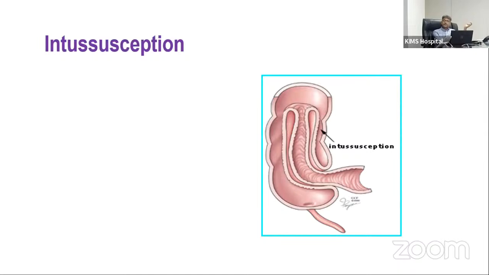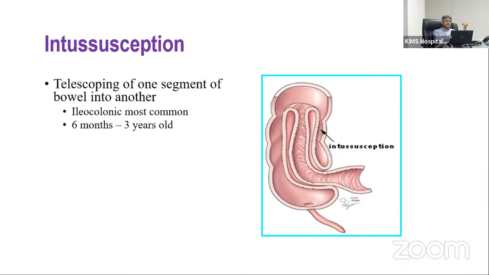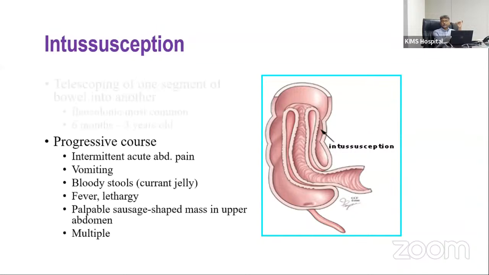So intussusception is where one segment of bowel is going into the other. This telescoping usually happens from the thickened ileum. Initially, it will start as ileo-ileal, and later it will go into ileo-ileocolic, or ileocolic, or ileocolocolic, or whatever combination it might be. So this is how a typical intussusception process starts.